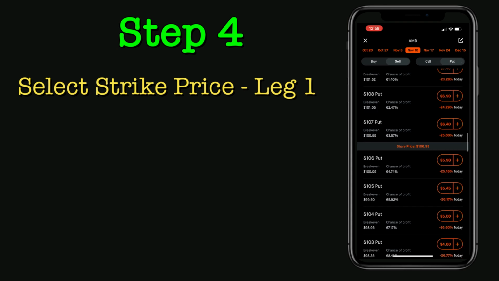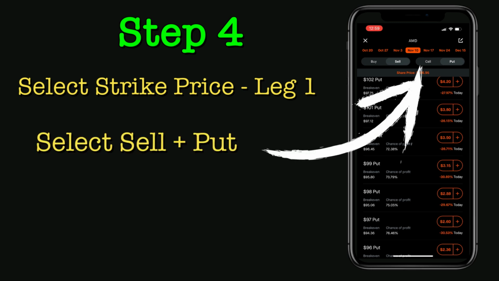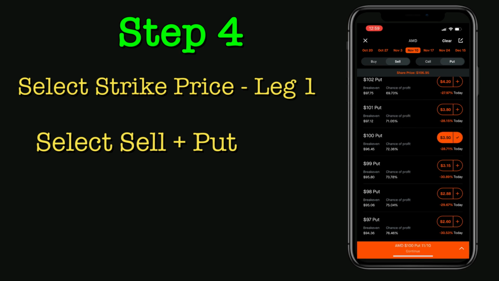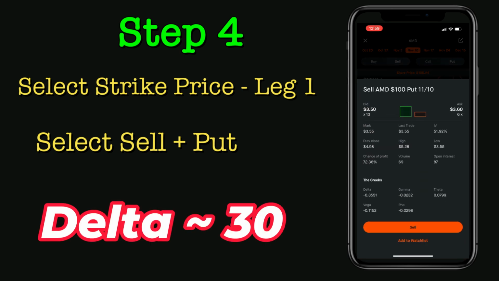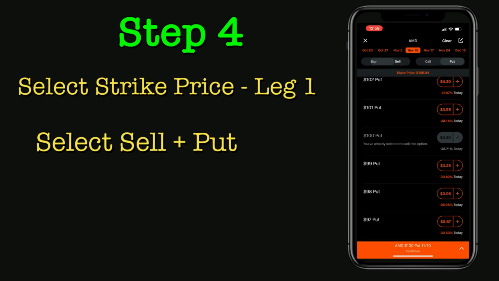Okay, step 4 would be, and this is leg 1 for your put credit spread. So in this one, you're selecting the strike price for the first leg. So you select sell, put, and then you select the strike price. On the strike price, usually as a rule of thumb, you should select something which is closer to 30 delta. Since I'm familiar with AMD, I'm going to just select 100 in my case because I know there's a strong support there. So it would not go below that. So I'll just go with 100.